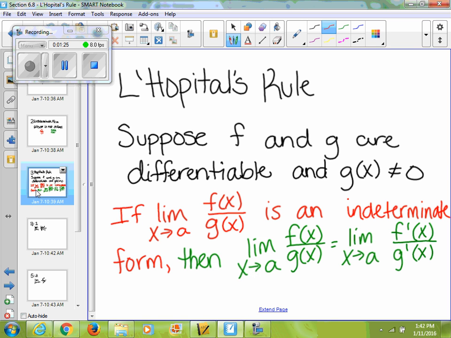L'Hopital's rule says that if we have two functions f and g, and they're differentiable, and g of x doesn't equal 0, because your denominator cannot equal 0, and if the limit is indeterminate, then the limit as x approaches a of f of x divided by g of x is equal to the limit as x approaches a of f prime of x divided by g prime of x. So you can take your derivatives and find the limit of your derivatives, and it will give you your answer.